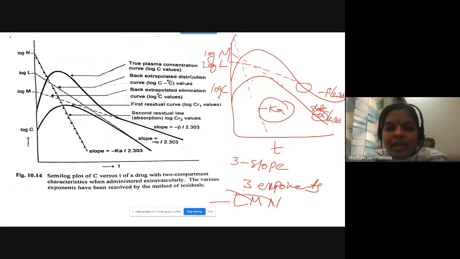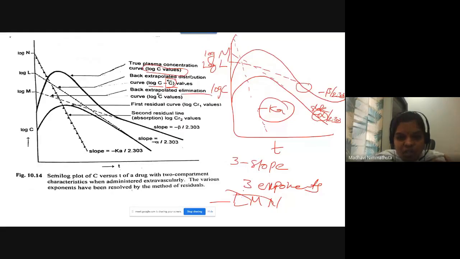So how will you get these values? By drawing this graph. When you back extrapolate the distribution curves, log C minus C bar, we already know how we will get this back extrapolated plasma drug concentration. So one is the true plasma drug concentration value, the second one is the back extrapolated distribution curve, and the third one is the back extrapolated elimination curve. Finally, we get the first residual curve, that is log CR values. Here you have the second residual curve, log CR2 values. It is very simple. Okay.